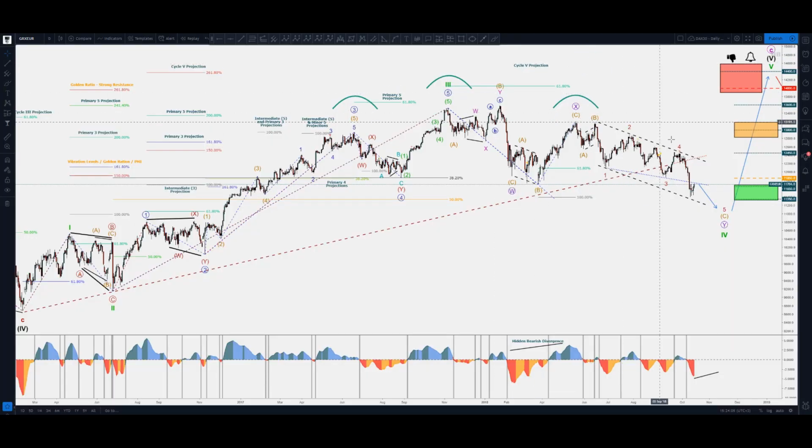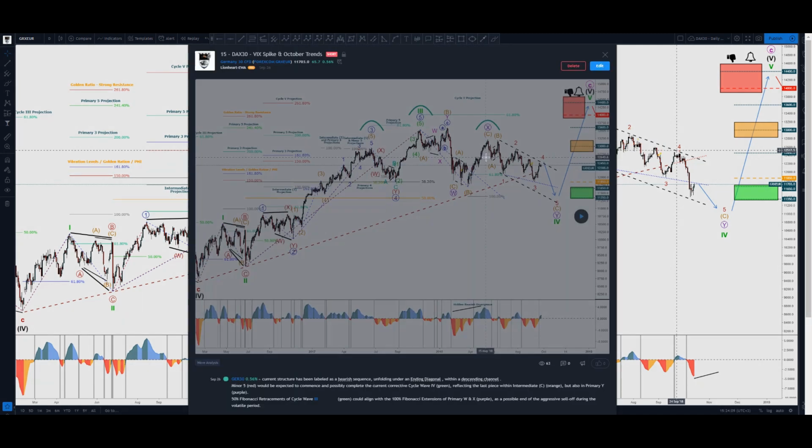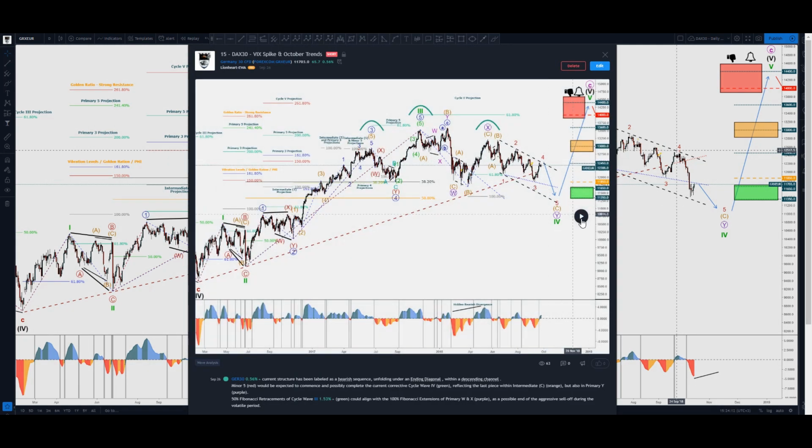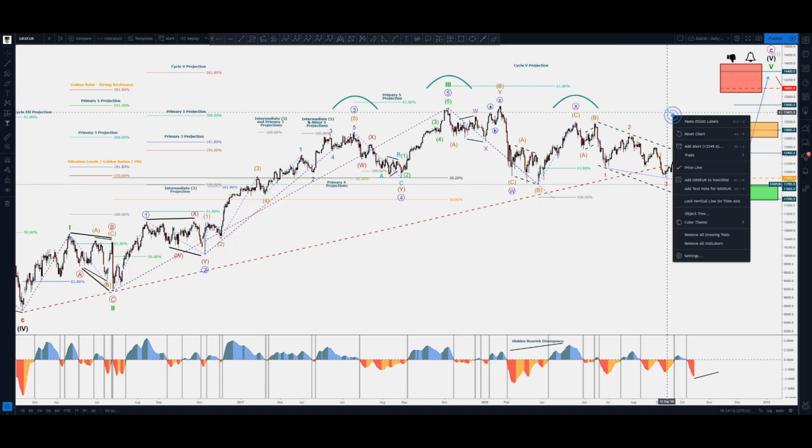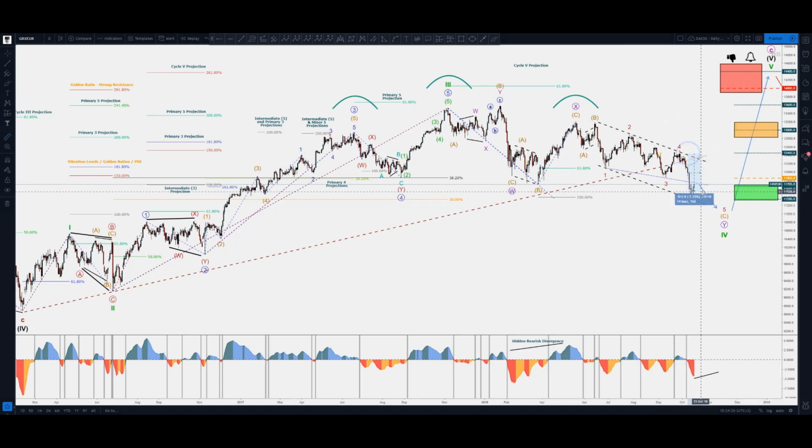As for Germany 30, right about there was the actual post in which I'm explaining, right before the VIX spiked, yeah, this potential drop. So this is actually the daily time frame, and we're looking at a 1,000 point drop, right, on DAX.